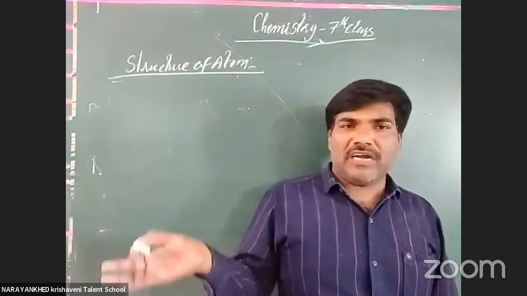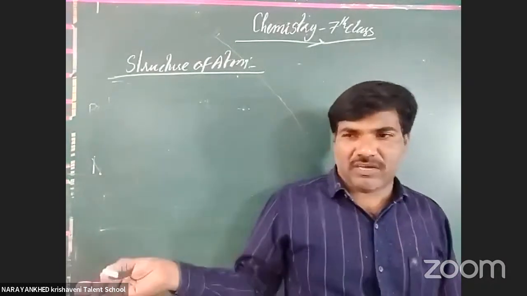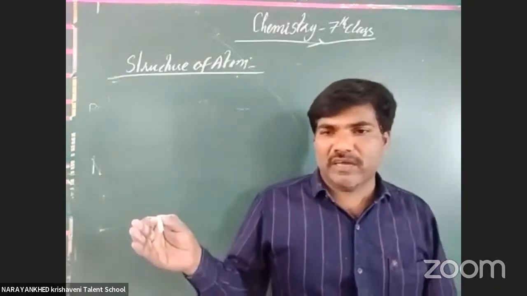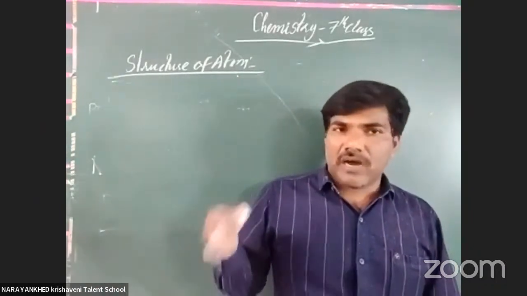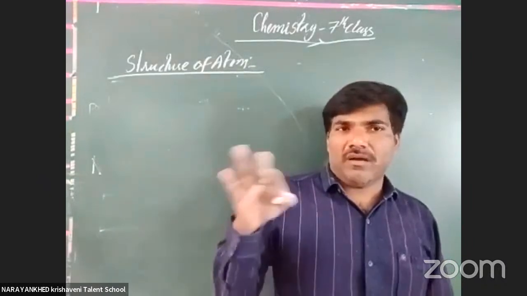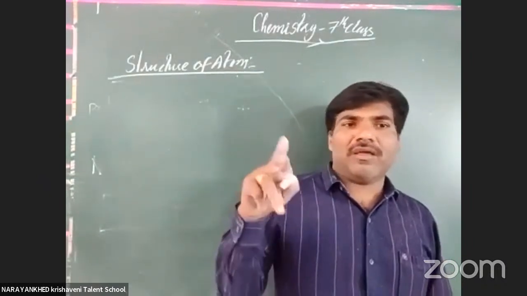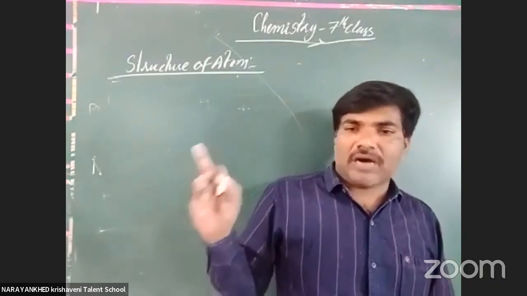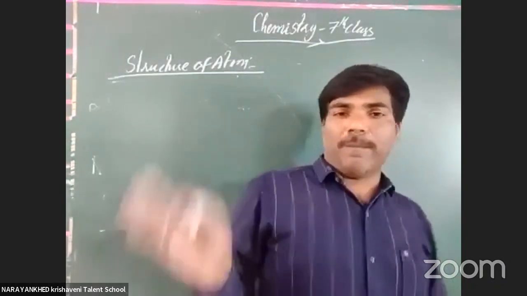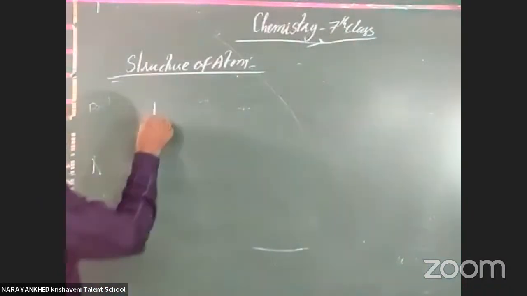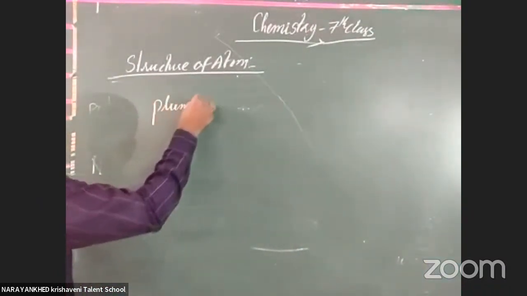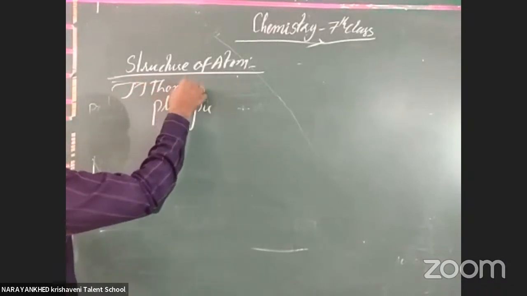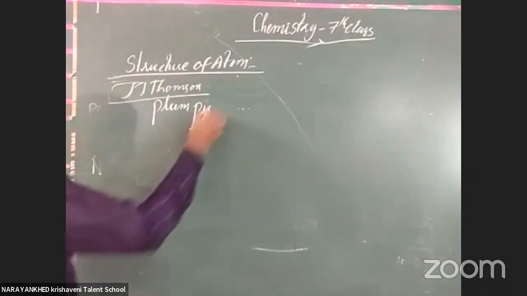But then after Dalton came, then J.J. Thomson came. J.J. Thomson in the 18th century proposed this theory. What is that theory? All our substances are fundamentally constructed by one thing, which is called the atom. What structure does the atom contain? The plum pudding model. It is given by J.J. Thomson.